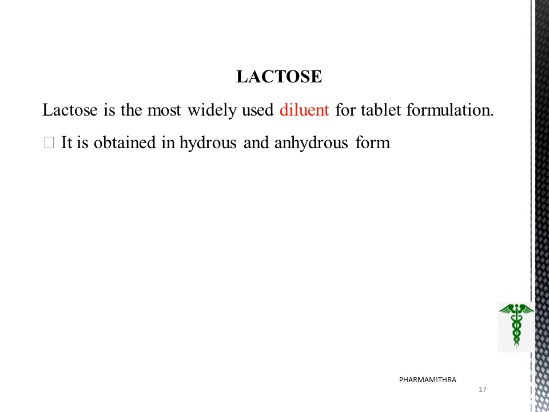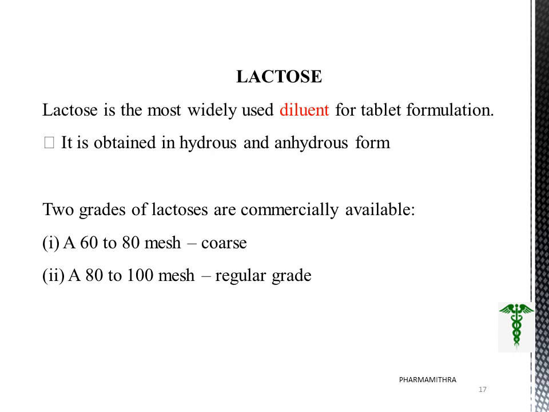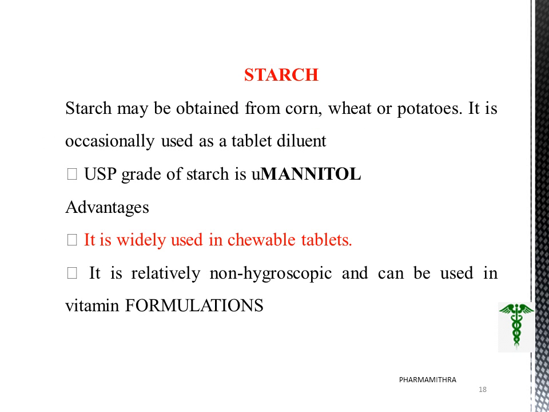Next, lactose is also important. Lactose is a diluent, that is, to increase the bulk of the formulation we are using lactose, and it is obtained in hydrous and anhydrous form. And two grades of lactose are available, coarse or regular grade. We want to know the mesh size: if it passes through 60 to 80 mesh, that is a coarse grade, whereas 80 to 100 mesh is a regular grade lactose.